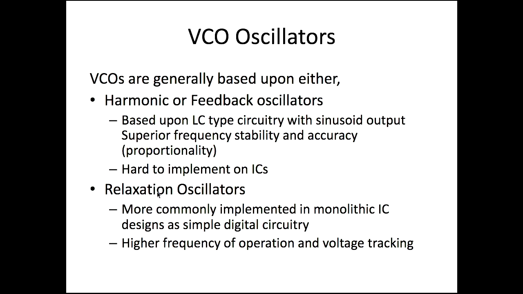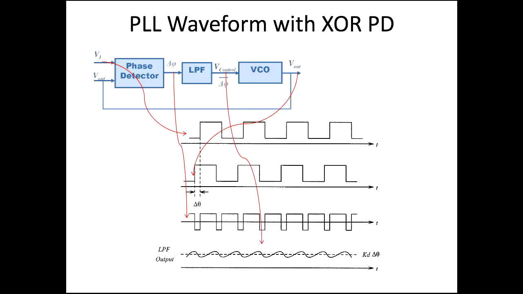Another one is called relaxation oscillators. More commonly implemented in monolithic IC designs are simple digital circuitry. So relaxation oscillators are very simple to implement, and we can get a high frequency. So relaxation oscillators are generally implemented in ICs. Just some more information about VCO.